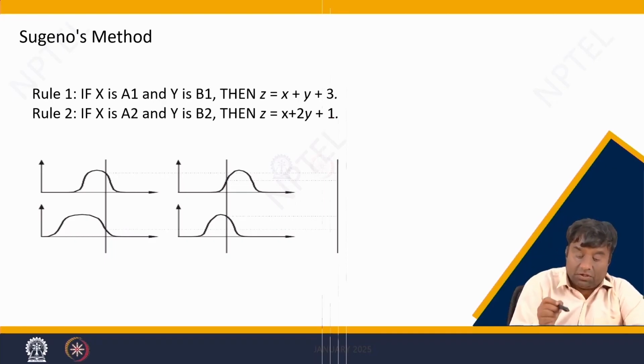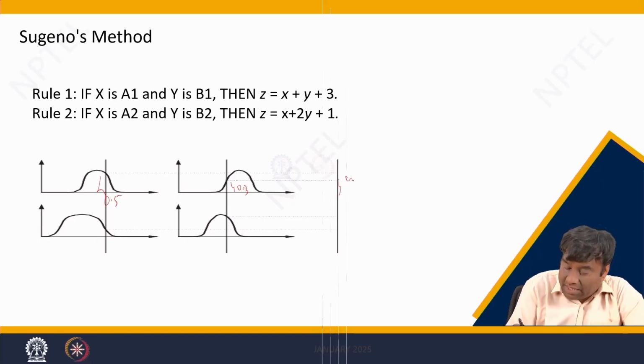So suppose this value is 0.5, this value is 0.3. So here we will take 0.3 as W1.